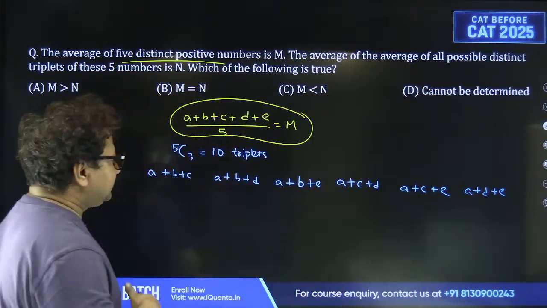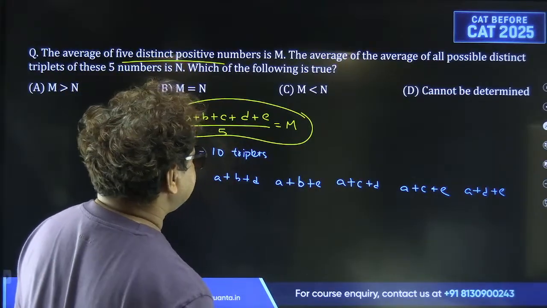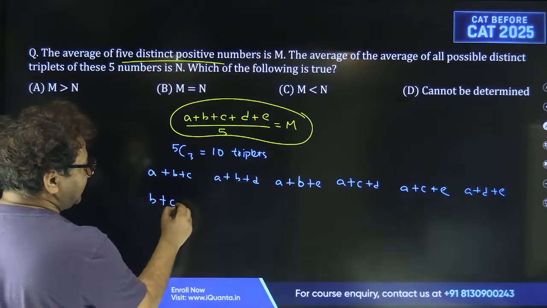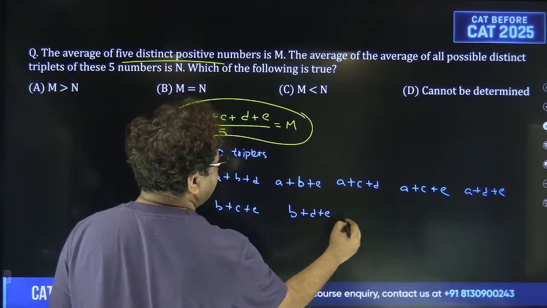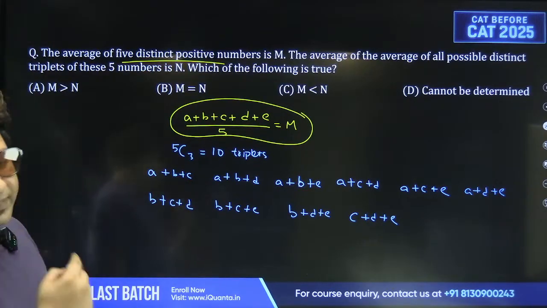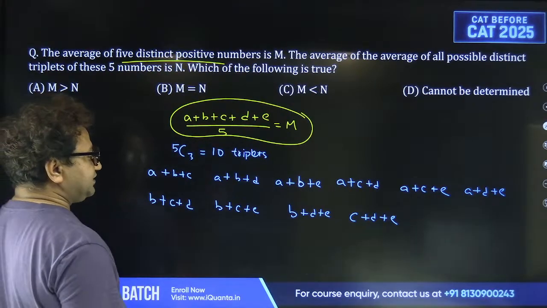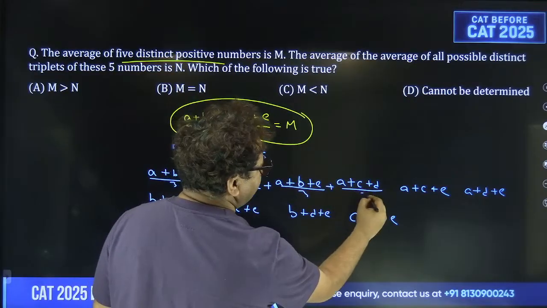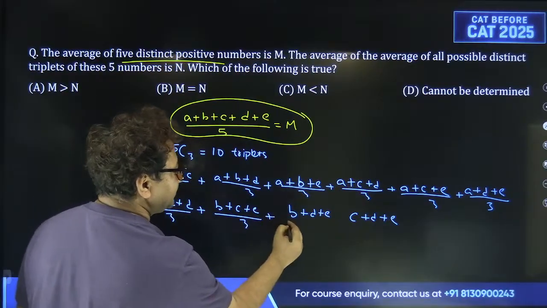अभी तक A खत्म नहीं हुआ है। ABC, ABD, ABE, ACD, ACE, ADE। Now then we have B plus C plus D, then we have B plus C plus E. All right. Then we have B plus D plus E, then we have C plus D plus E. बन गए 10। ये बोल रहा है average of the average of all possible distinct triplets. ओके average of average, तो ये सारे triplets हैं, इनके average क्या हो जाएंगे? अपॉन 3 सब पे अपॉन 3 कर देंगे। ये इनके average हैं और इनके average का भी average निकालना है। Getting it?